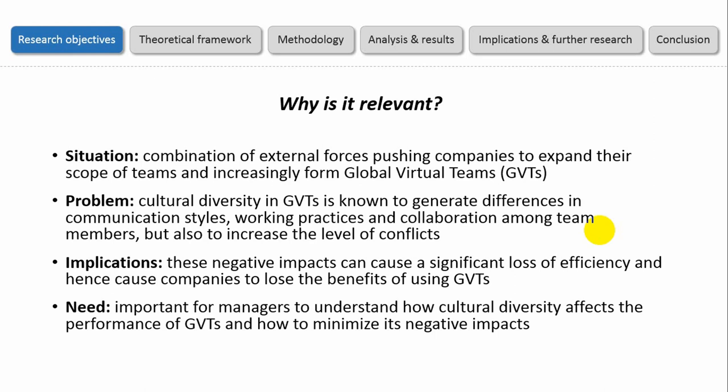A global virtual team is usually known as a temporary group with members from different cultural backgrounds, geographically dispersed, and communicating through technological platforms. And the problem with using global virtual teams is that there is a high level of cultural diversity, which is known to generate differences in communication styles, working practices, and collaboration among the team members, and also to increase the level of conflicts. And these negative impacts can cause a significant loss of efficiency and therefore cause companies to lose the benefit behind using global virtual teams. So there is quite an important need for managers to understand how cultural diversity affects the performance of global virtual teams and also how they can minimize the negative impacts of cultural diversity.